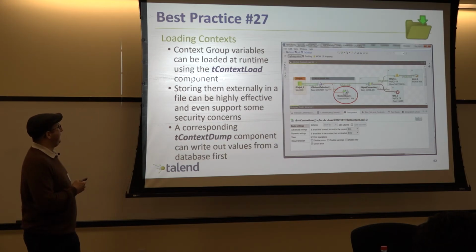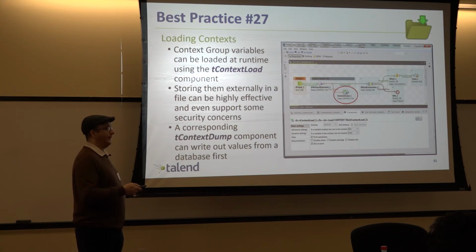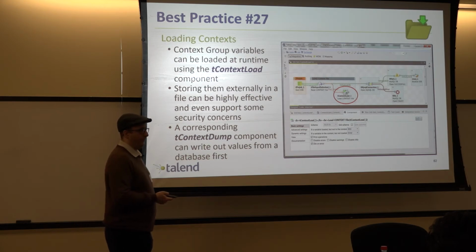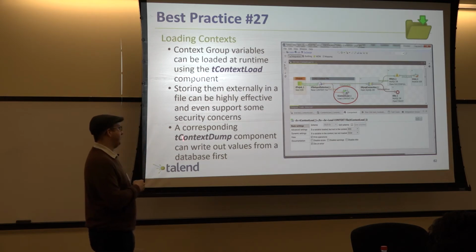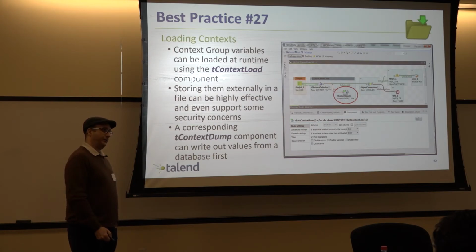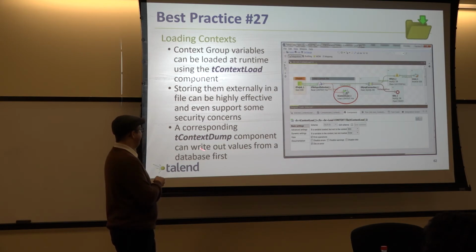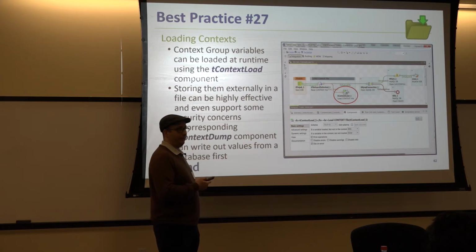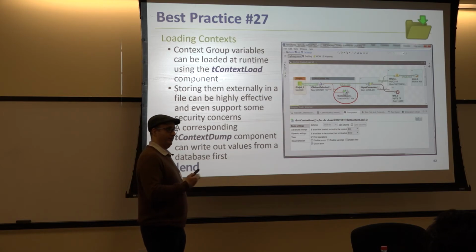We have a tContextLoad component, and any data that you have coming in gets mapped right into your context variables. We also have a tContextDump, which will basically take all the context variables that you have and write them out, basically put a data flow out. So if you, for example, use a database to store all of your context into a table someplace, you can do the tContextDump to push it out to the table, and you can do the tContextLoad within your job later to load those context variables in.